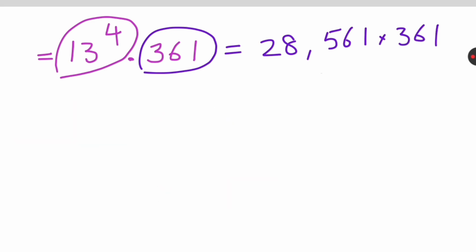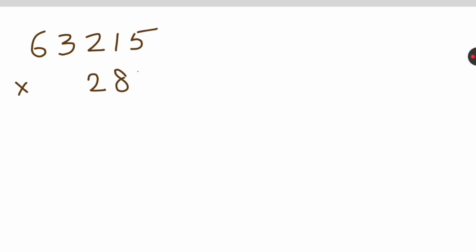Up to here we can easily find the value of that. So now I am going to use a matrix to multiply a 5-digit number by a 3-digit number. First I will give an example. Suppose we have 63,215, a 5-digit number, multiplied by 287. Suppose we have it like this, how do we multiply?